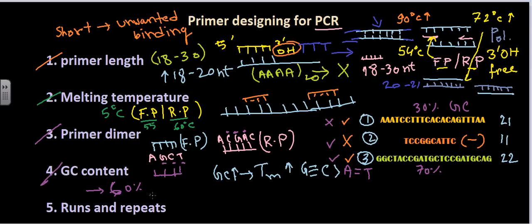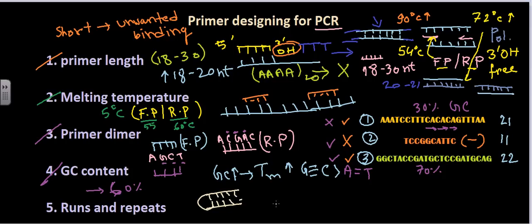Now let's look at the fifth parameter, that is the runs and repeats. What do we mean by runs and repeats? That means the repeats that are present in the primer. As the primer is a nucleotide sequence, there can be repeats. As we can see in this first one, there are repeats like AAA, TTT, and CA, CA, CA. It's almost all repetitive sequences. Now these repeat sequences are not good. Why are they not good? Because if you find repeat sequences, there is a tendency for the primers to self-dimerize with each other. So if these primers have a lot of repeat sequences, they will self-dimerize and form a secondary structure, and we don't want this, right?